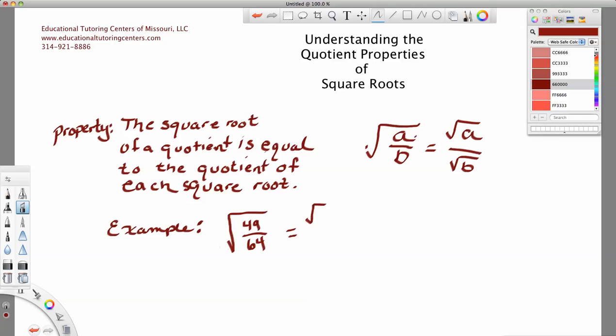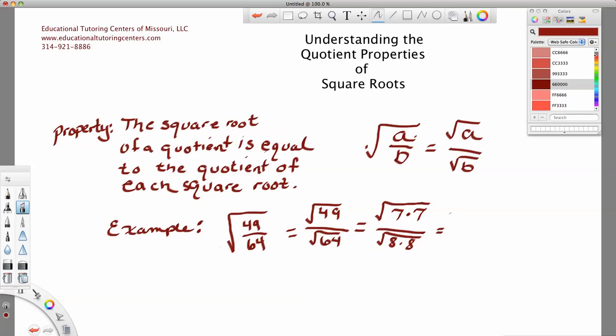So the first thing we would do is break this up and make this the square root of 49 over the square root of 64. Okay, now according to the rules of square roots, which is the inverse of squaring something, we're looking at what number times itself makes 49. And we can see that that is 7 times 7. And for the denominator, 8 times 8.